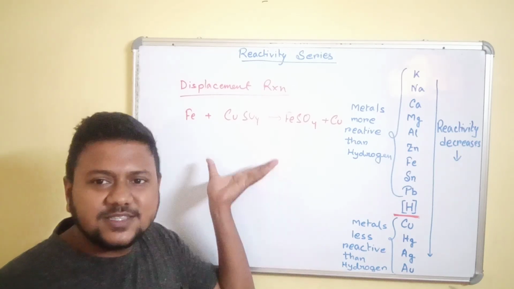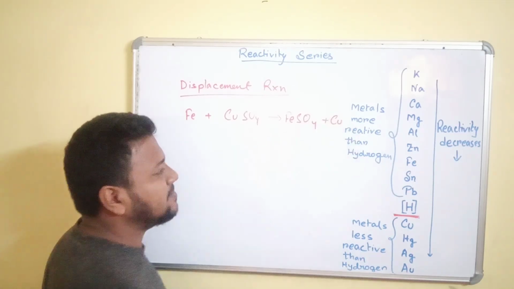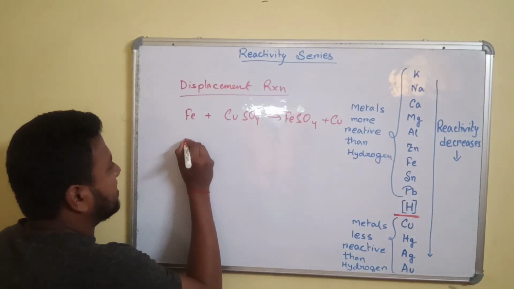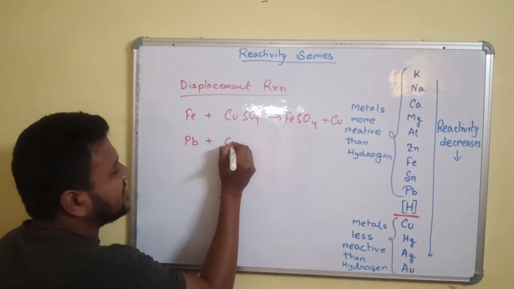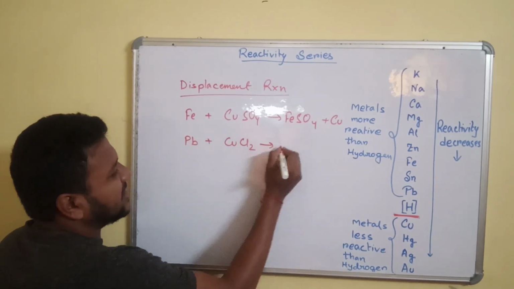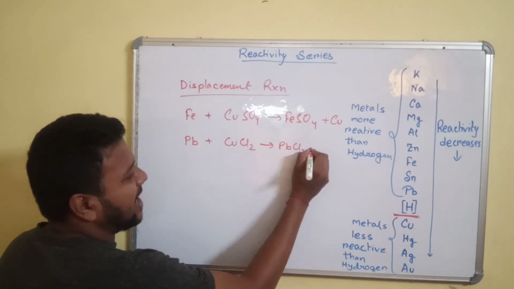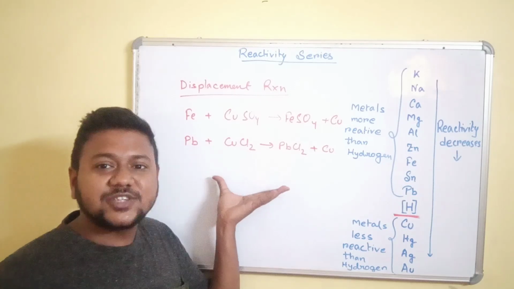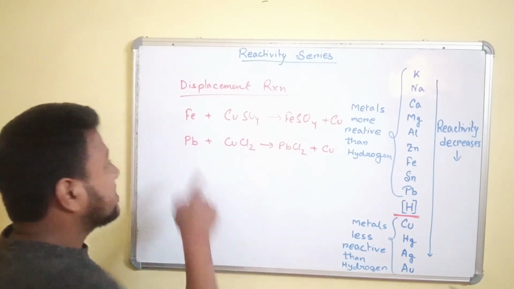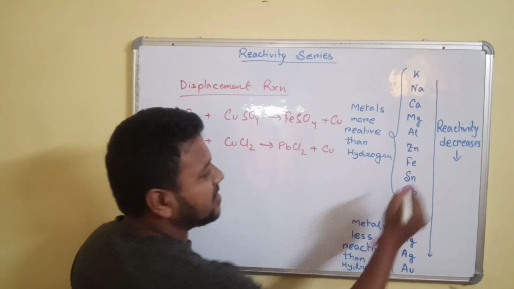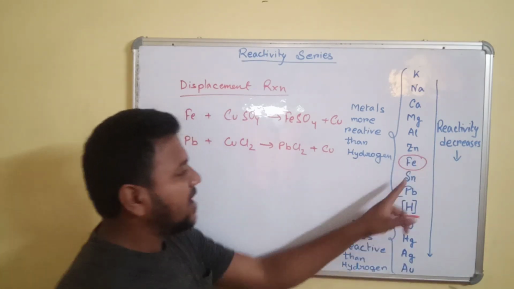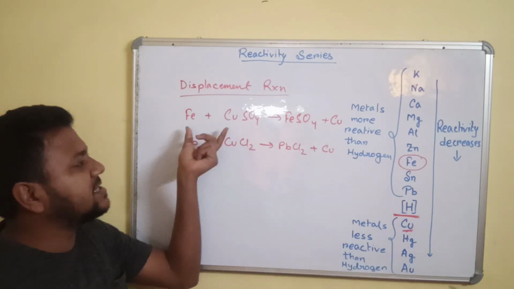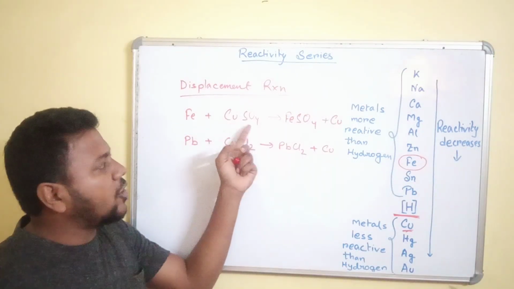So why is this reaction taking place? We have to know. We can see some more examples. If we take lead with CuCl2, we get PbCl2 and we get copper. This reaction occurs just because the iron present over here is more reactive than copper, and hence it replaces copper from the sulfate.